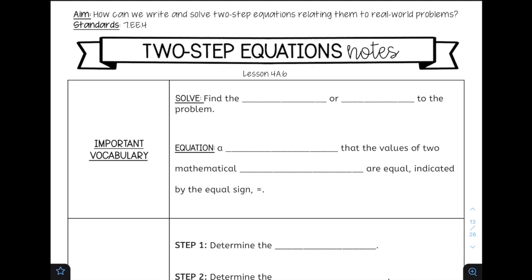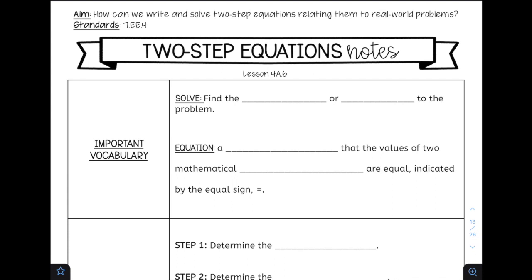Okay, so today we're going to be talking about lesson 6 in unit 4, our expressions, equations, and inequalities unit. Our aim for today is how can we write and solve two-step equations relating them to real-world problems.